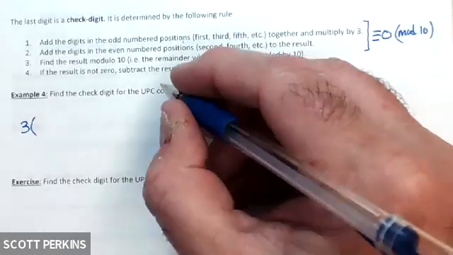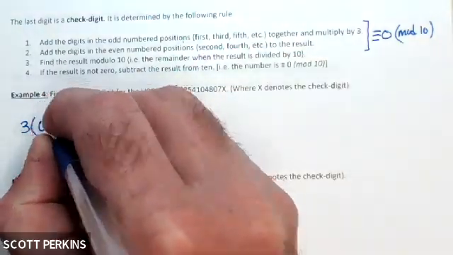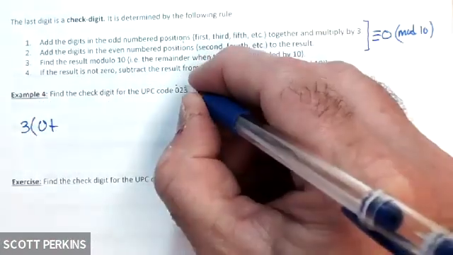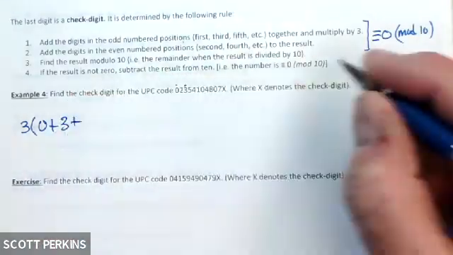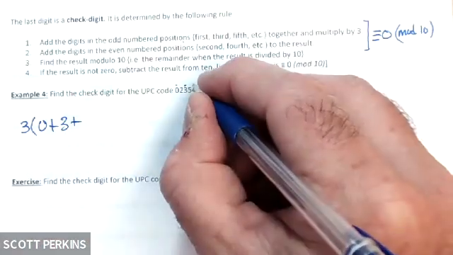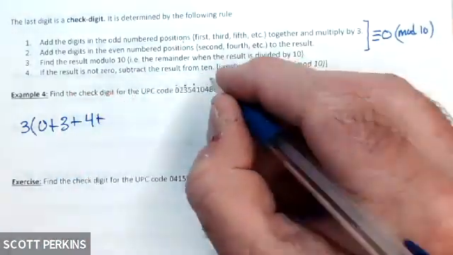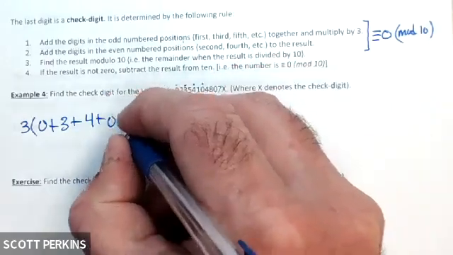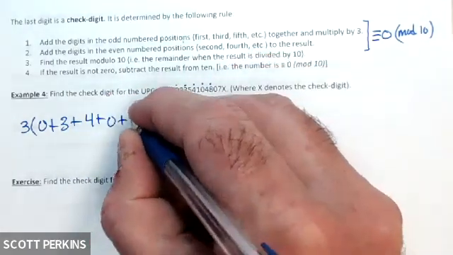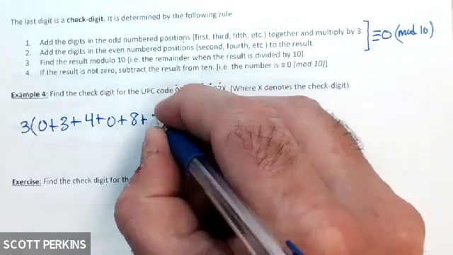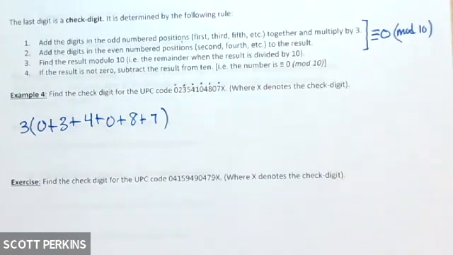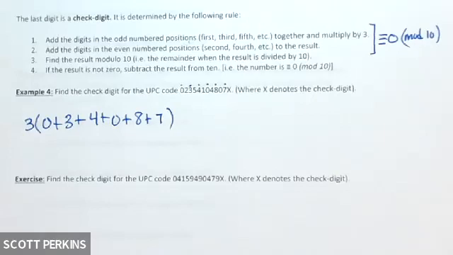0. I'm just going to put a little blue dot. 0. Plus, what's the next one? 3. Plus the next one? 4. And then 0. And then 8. And then one more, 7. Okay, there should be 6 digits there: the first, the third, the fifth, the 7th, the 9th, the 11th. Everybody with me so far? You got this, no problem.